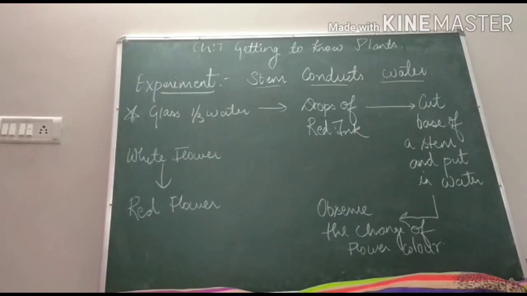Once again, repeating the experiment, you need to take a glass, fill it with 1/3 of water, and then you need to put few drops of red ink in it. After that, you need to take a flower and you need to cut the base of the stem and put it in water. After some time, you will observe that change in the flower color. This is because stem conducts water. The water that is of red color actually transported through the stem to the flower, which has actually changed the color of the flower. Therefore, the white color flower is converted into red color flower. This is because of the concept that stem conducts water.